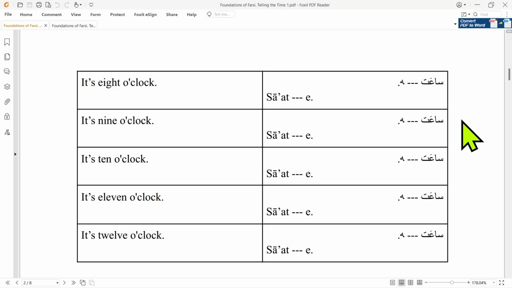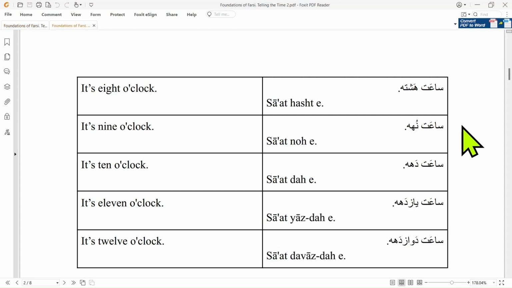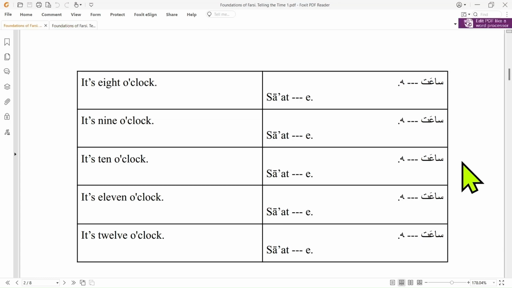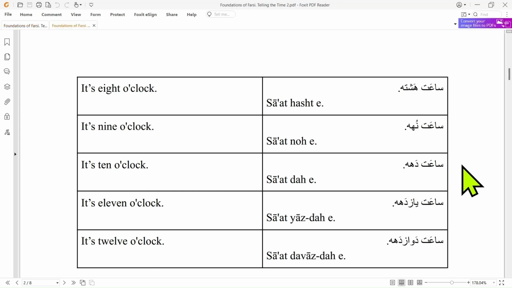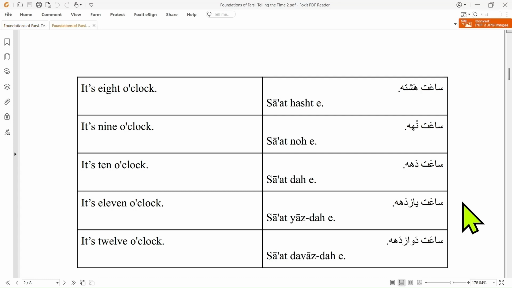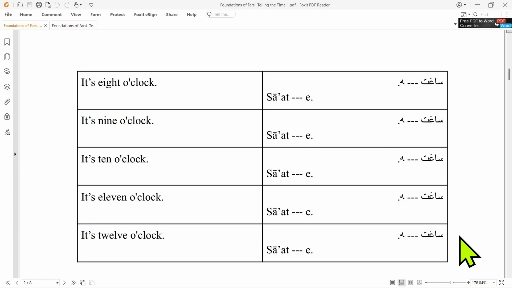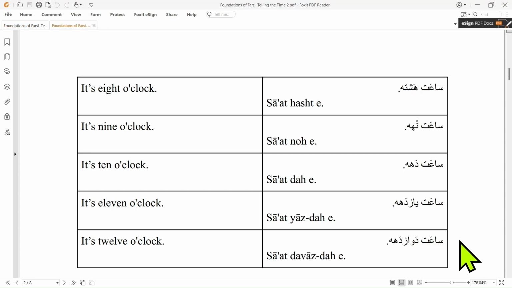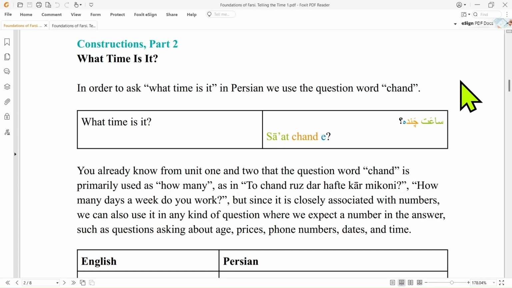9 is no. So how would we say it's 9 o'clock? Saat nohe. 10 is dah. So how can we say it's 10 o'clock? We would say saat dahe. Yazdah in Persian is 11. So how can we say it's 11 o'clock? Saat yazdahe. And 12 is davazdah. So how can we say it's 12 o'clock? Saat davazdahe.